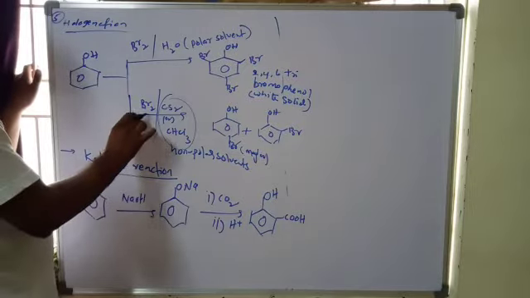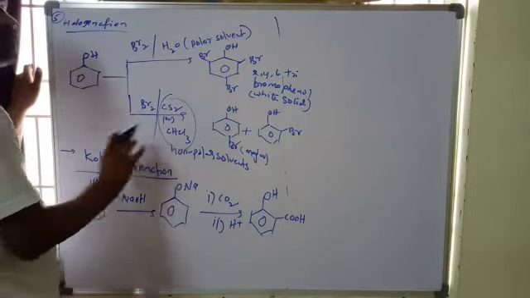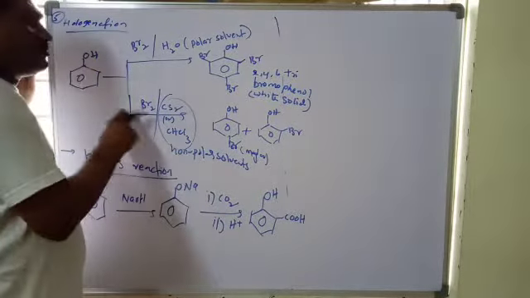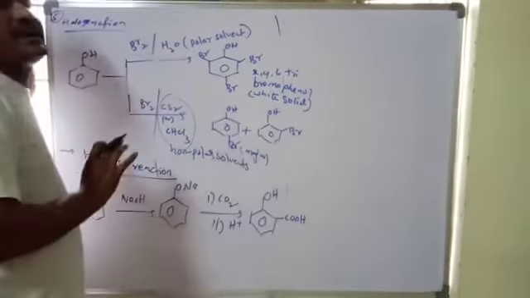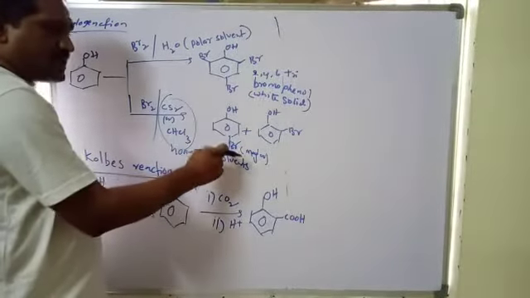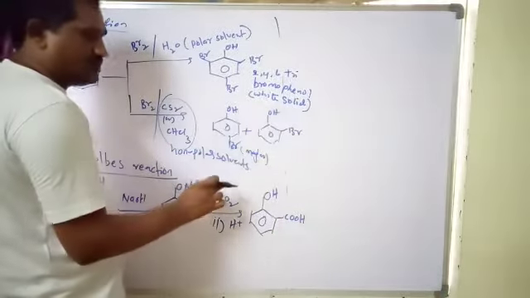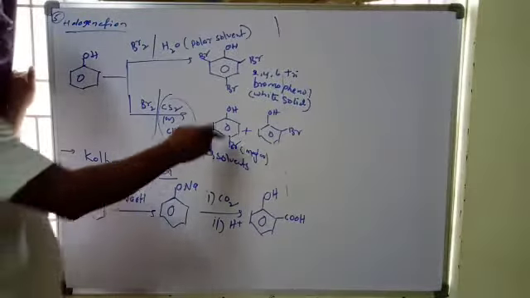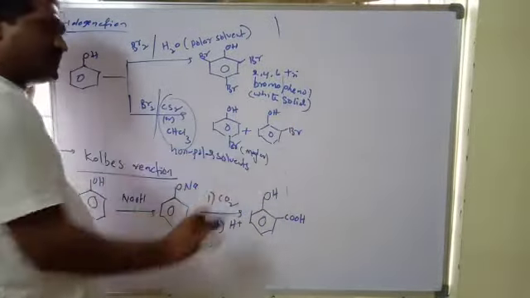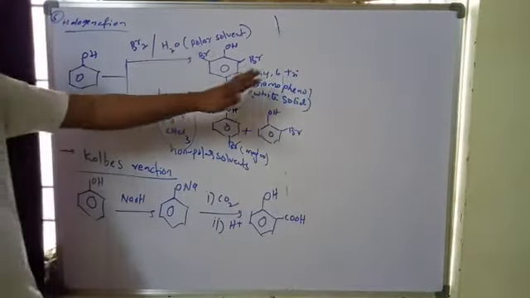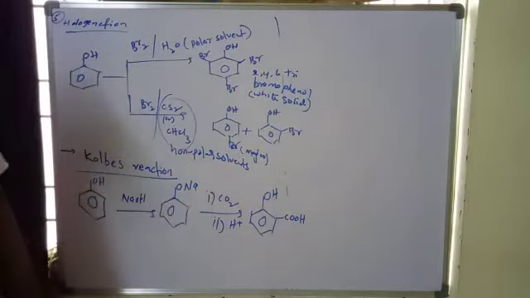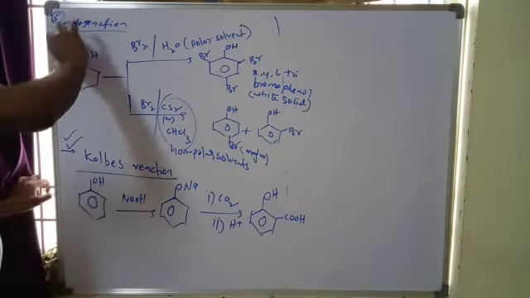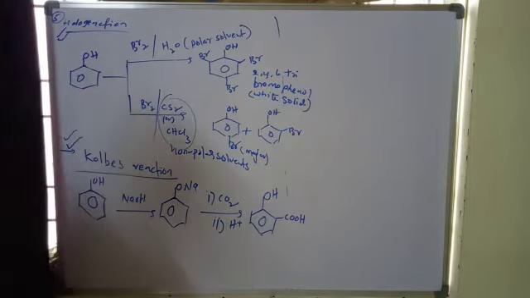And when the same bromine reacts in carbon disulfide or chloroform, that is, non-polar solvents, the bromination occurs at ortho and para positions only. So this is para-bromophenol and ortho-bromophenol. In this case, para is the major product and ortho-bromophenol is the minor product. So the product formation in polar solvents is different from that in non-polar solvents, right? Now the next reactions are very important. Next is the Kolbe reaction.